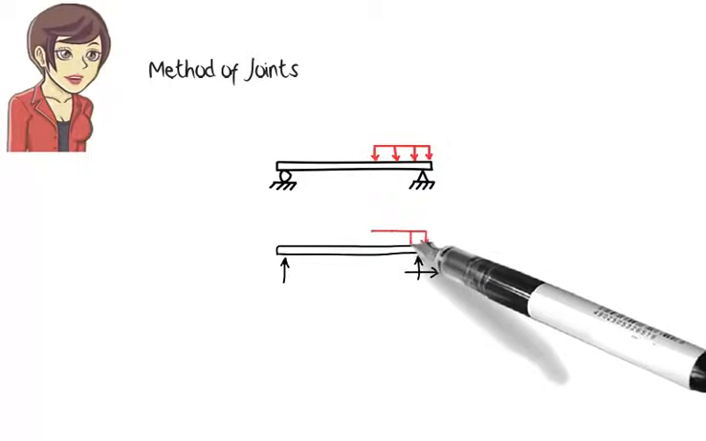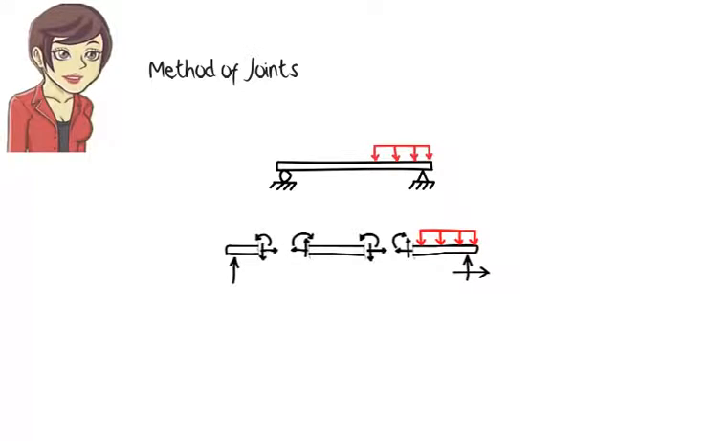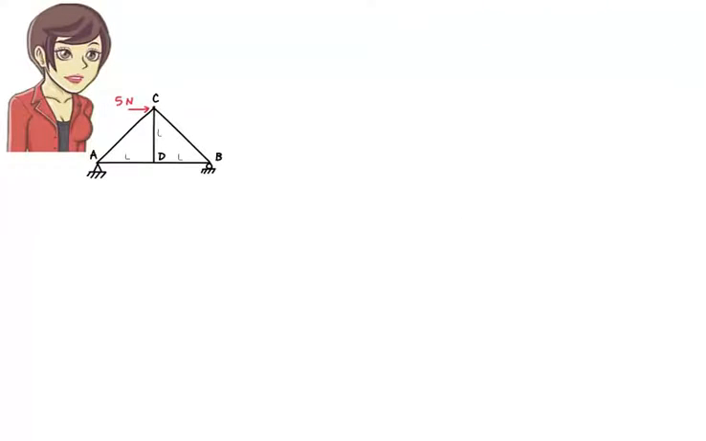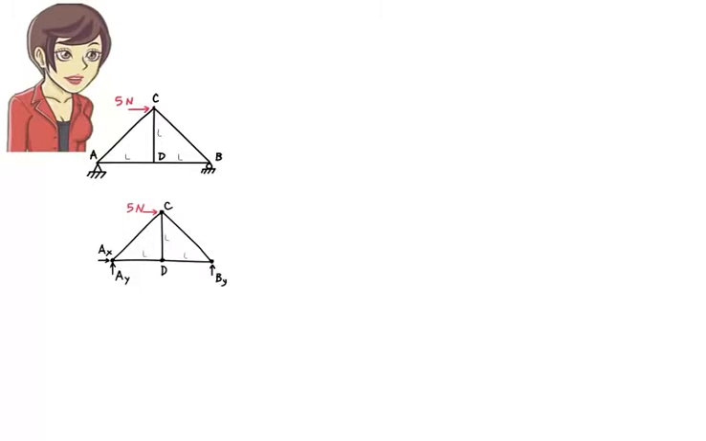For example, if conceptually we cut a beam into 3 segments with the correct internal forces shown at the cut points, then the equilibrium equations must be satisfied for each segment if the entire structure is to remain in equilibrium. We can apply this principle in order to analyze statically determinate trusses. Here is our simple truss. Let's draw the free body diagram of the entire structure.